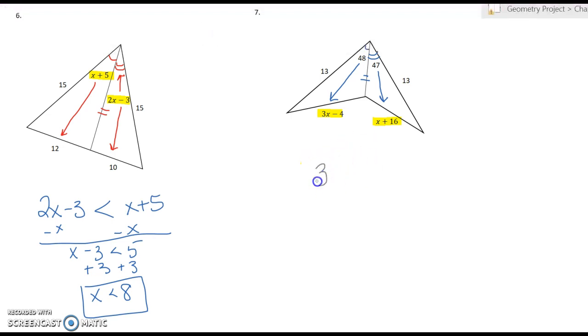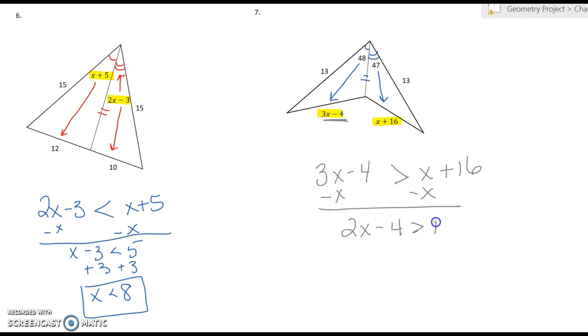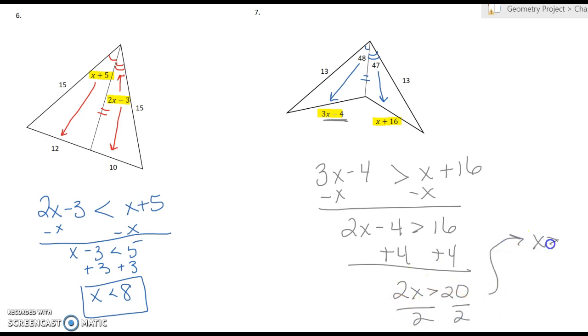Okay, my bigger x I put on the left, and I just do that so I don't have to worry about having negative x's. So now, 3x minus 4 is opposite 48, which is bigger than 47, so that side has to be bigger. Now I subtract x on both sides, and I get 2x minus 4 is greater than 16. Add 4 on both sides, 2x is greater than 20, and divide by 2, and x is greater than 10.